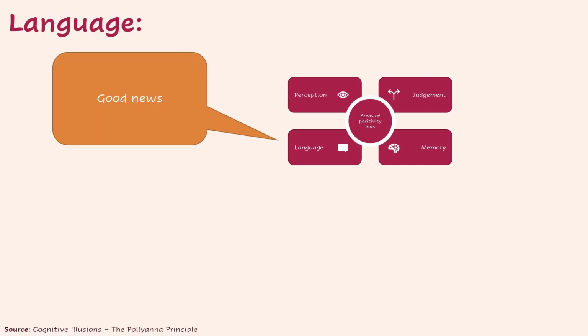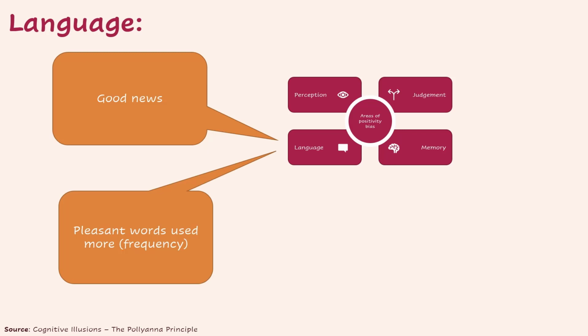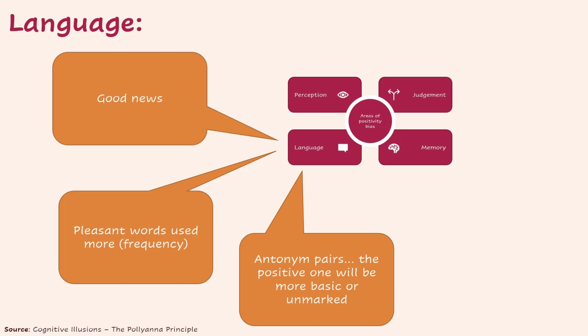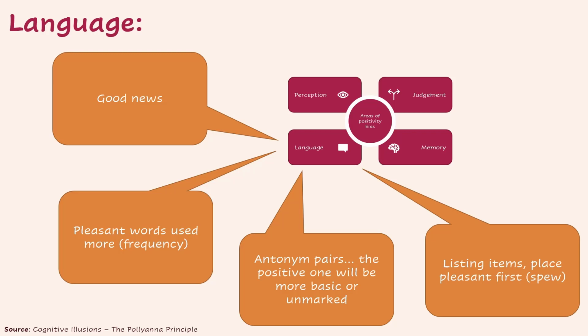Language. We tend to communicate good news more than bad news. You shall speak no evil. Also, in our discourse and writing, pleasant words are used more frequently. When forming an antonym based on another word, we notice that the original word tends to be positive and the antonym is negated. This results in the positive one being more basic or unmarked. And finally, when listing items, we tend to place the pleasant first.